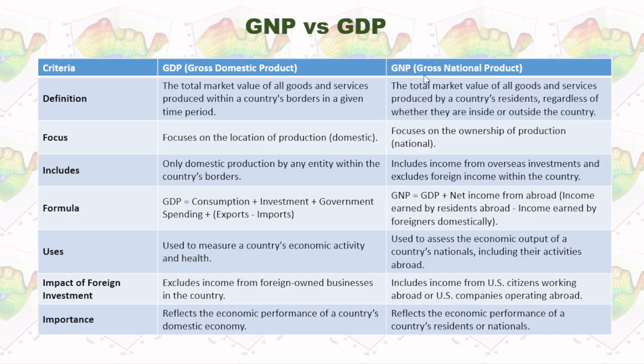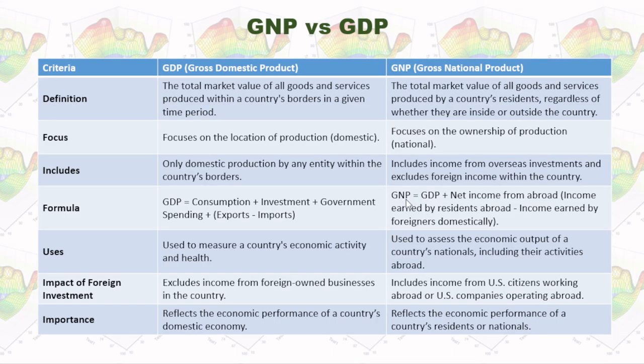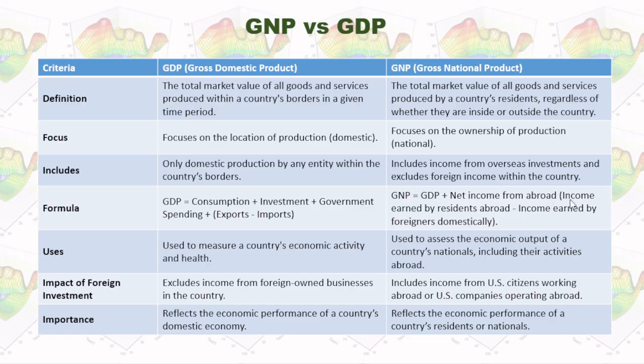Then GNP is calculated as GDP plus net income from abroad. That means it's income earned by residents abroad minus income earned by foreigners domestically. So from this formula, we can see GNP can be greater than GDP or less than GDP, depending on whether the net income from abroad is positive or negative.